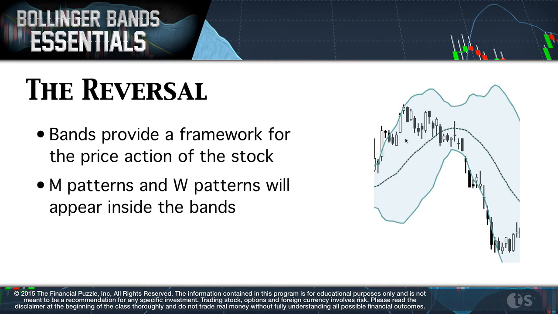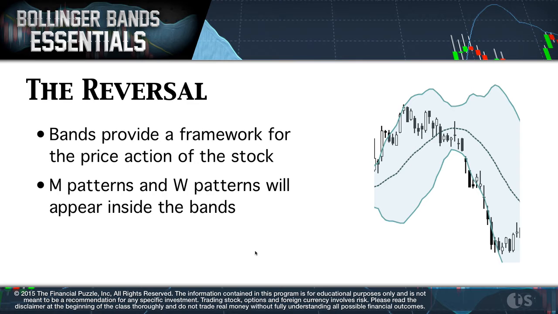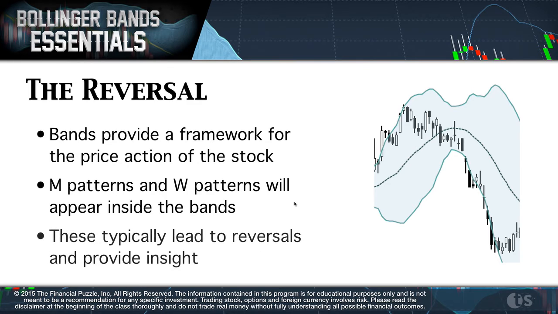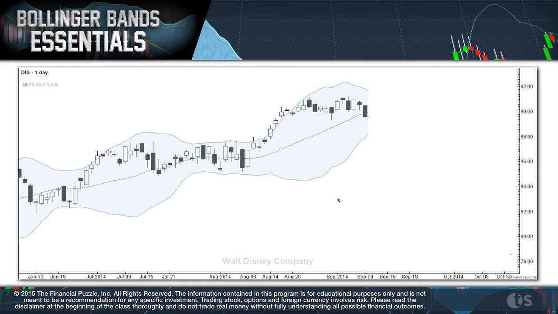You're probably familiar with double tops and double bottoms. We call them M and W patterns. And what's great about the Bollinger Bands is they give an interesting framework for seeing those M and W patterns play out. In fact, in a later session, we're going to talk about M and W patterns inside the context of the Bollinger Bands here. The M and W patterns are going to appear inside the bands, and typically these are going to lead to, if not a full reversal, at least some sort of a variation of an insight that you can get for those trend reversals and stops.